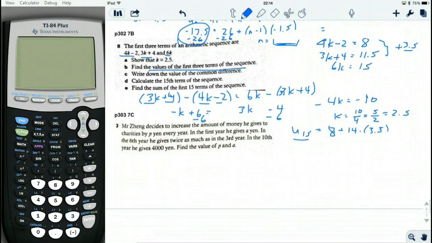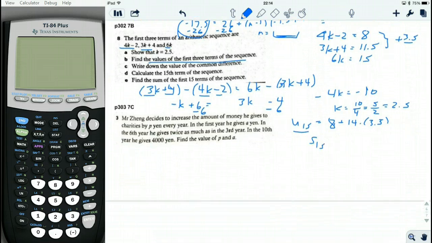And then once we have U15, we can find S15 by taking U1 and adding it to U15 and then multiplying it times 15 divided by 2. The U1 we know is 8, and U15 we can get just from here. This is 3.5, so you can figure that out.